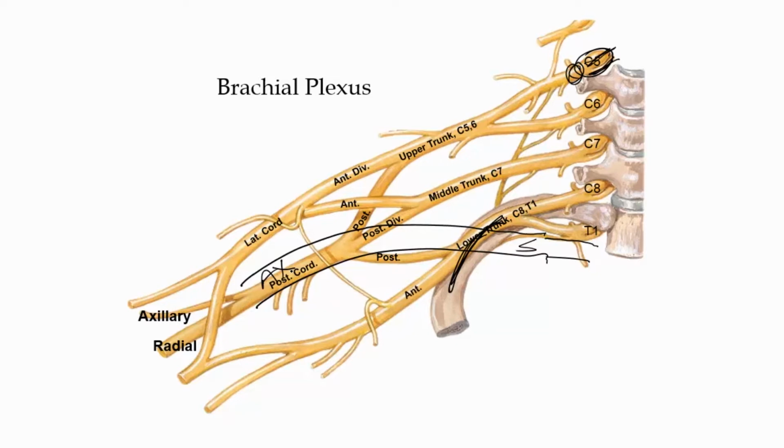The anterior division of the lower trunk by itself forms the medial chord. So the anterior division of the lower trunk from C8 and T1 will give rise to the medial chord, again with those same spinal segments, C8 and T1, medial to the axillary artery.